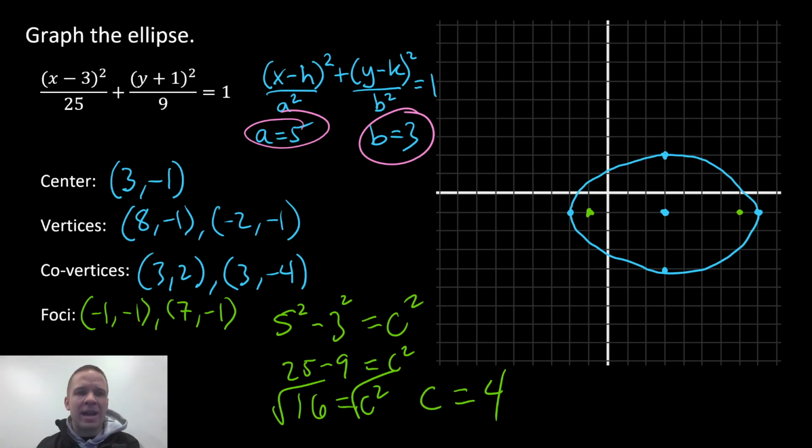We got everything plotted out, right? We're generally going to ask you to plot all those things, your vertices, your co-vertices, your foci, your center, connect everything. Nice and wonderful, all right? Those are all integers, so it wasn't too bad. That's a wrap on that one.